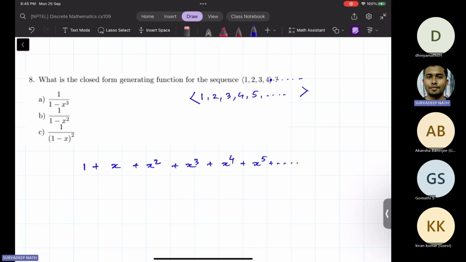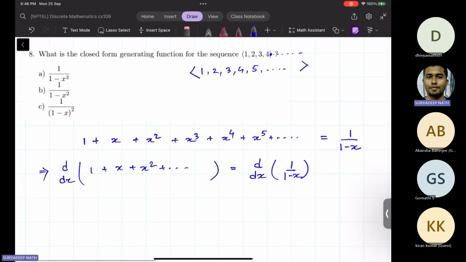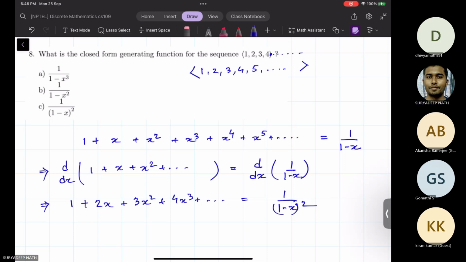And let's say I write it like this. So we all know that this is equal to 1 over 1 minus x. If I take the derivative on the left hand side, d/dx of 1 plus x plus x squared and so on, and I take the derivative of 1 over 1 minus x. On the left hand side, we get 1 plus 2x plus 3x squared plus 4x cubed and so on. And on the right hand side, we have 1 by (1 minus x) whole squared if you take the derivative. So this is how you get it.